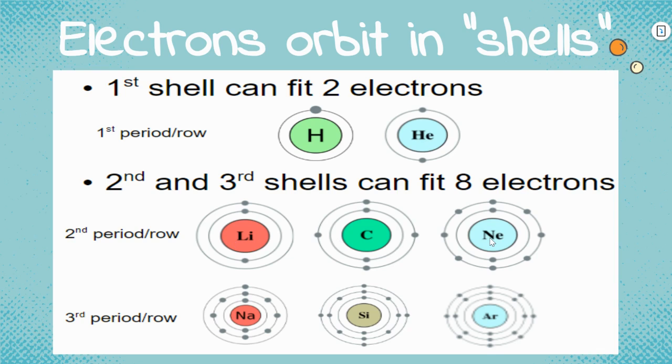Lithium, carbon, and neon, they are in the second period because they have one, two shells. These are in the third period because again they have one, two, three shells, right? That's why they're laid out in the periods that they're in. Remember, the columns or the groups that we talked about, it's just how many electrons they have on the outer shell.